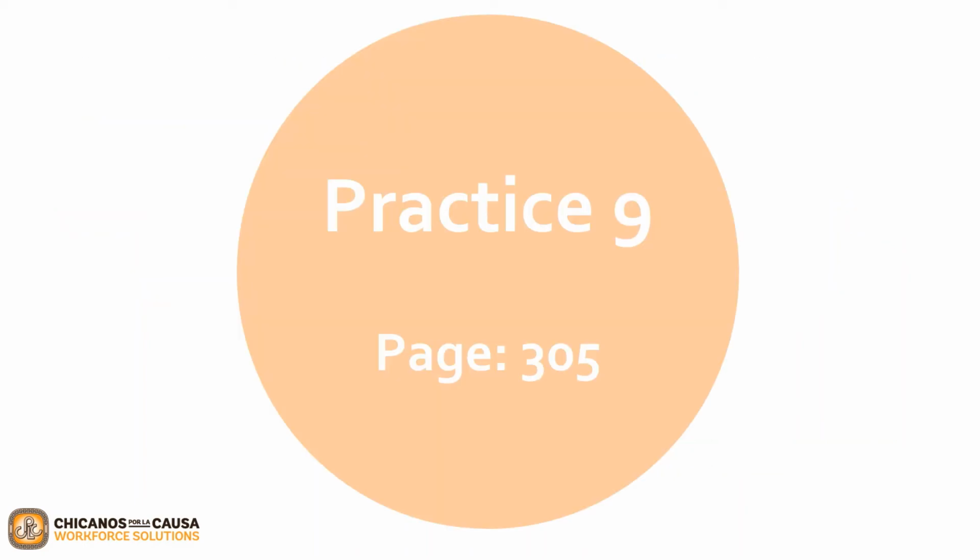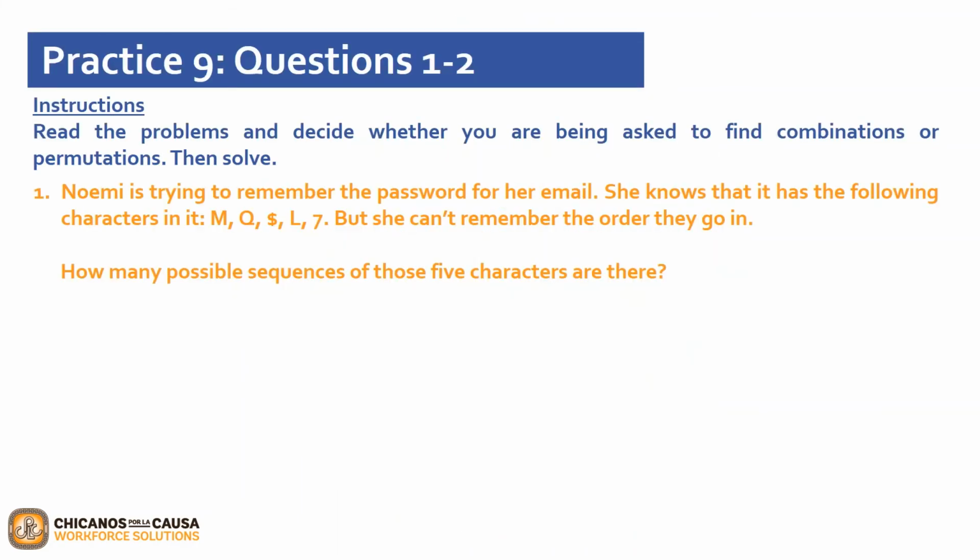We are now moving forward to practice 9, which you can find on page 305. At this time, go ahead and pause the video and use these instructions. Read the problems and decide whether you are being asked to find combinations or permutations. Then solve. Once you're ready to review it together, go ahead and click play.